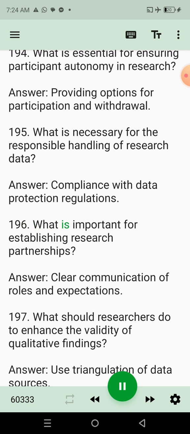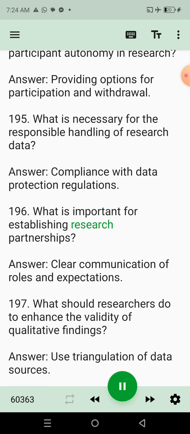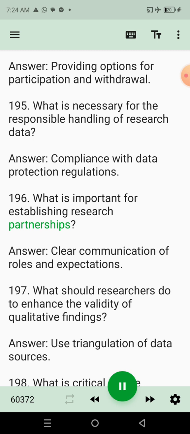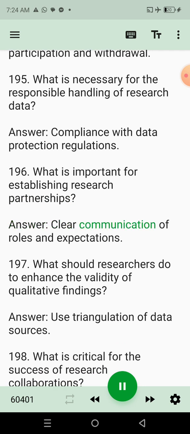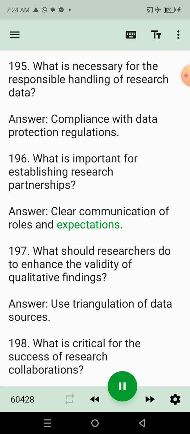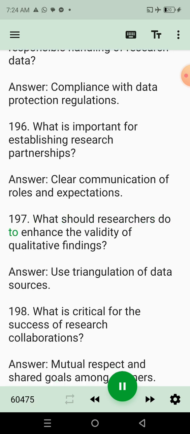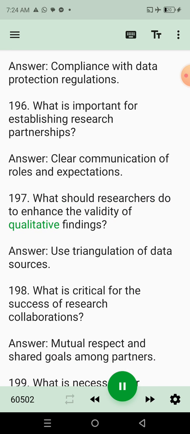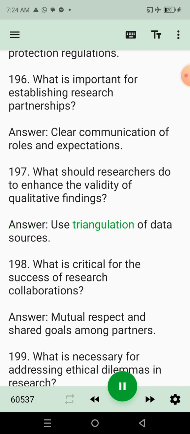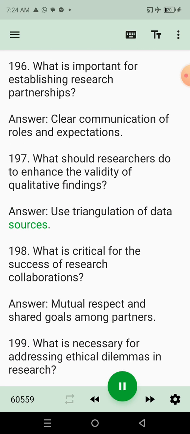196. What is important for establishing research partnerships? Answer: clear communication of roles and expectations. 197. What should researchers do to enhance the validity of qualitative findings? Answer: use triangulation of data sources.